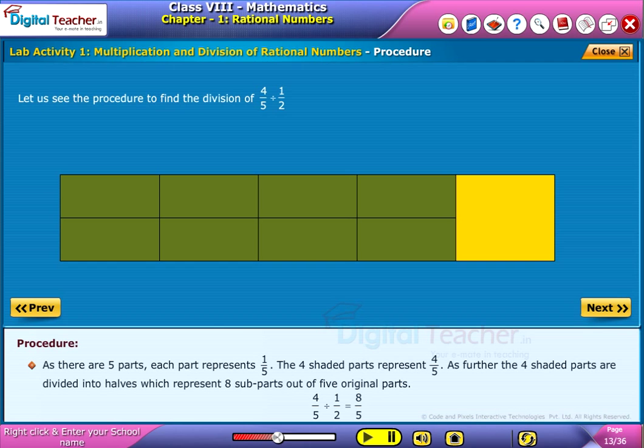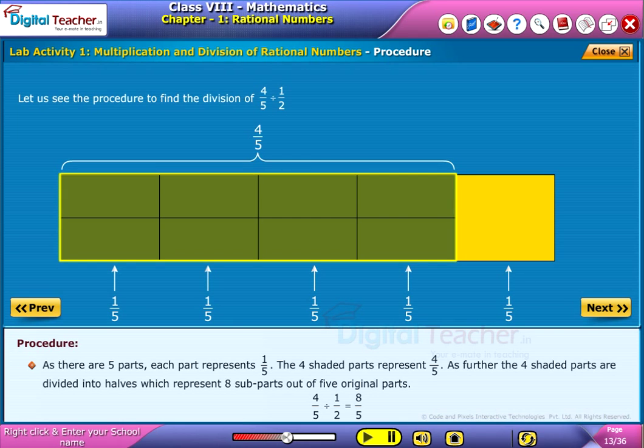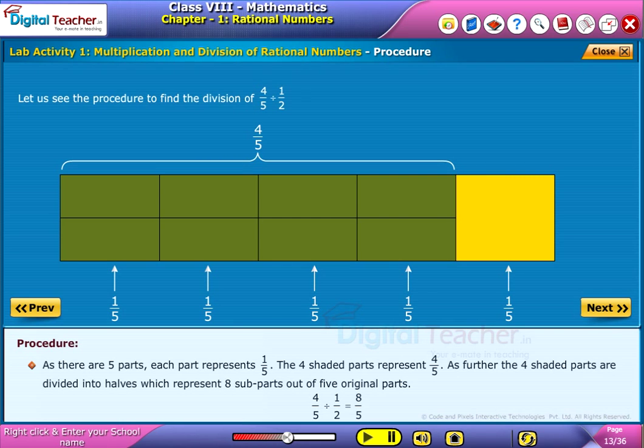As there are 5 parts, each part represents 1 by 5. The 4 shaded parts represent 4 by 5. As further, the 4 shaded parts are divided into halves, which represent 8 subparts out of 5 original parts. That is 4 by 5 divided by 1 by 2, which is equal to 8 by 5.